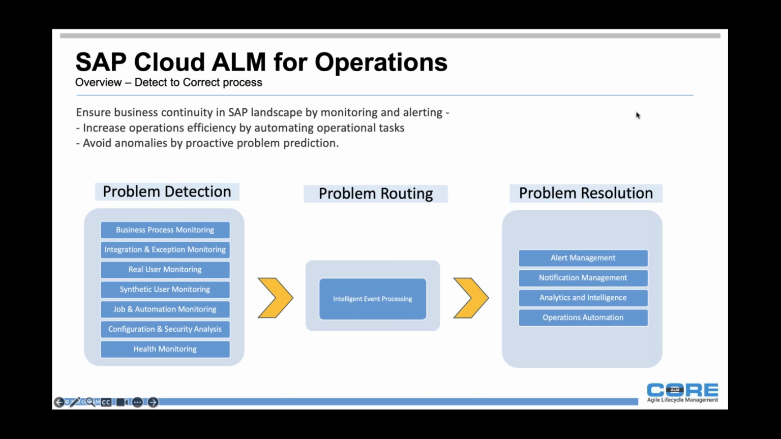Like connecting it with any third party service desk that you have, so that whenever an issue or event happens, a proper incident is created and routed to your other stakeholders. So that's how Cloud ALM for operations helps in problem detection, problem routing, and problem resolution areas. We call this detect to correct. So we detect, and the tools also provide you a way to correct it, right up to the logs, like what went wrong.